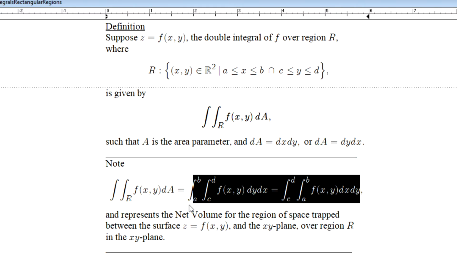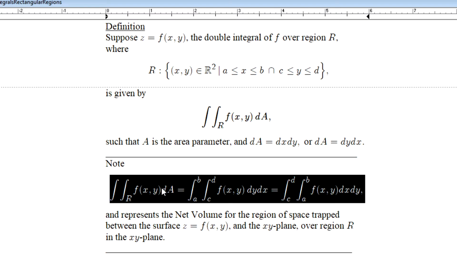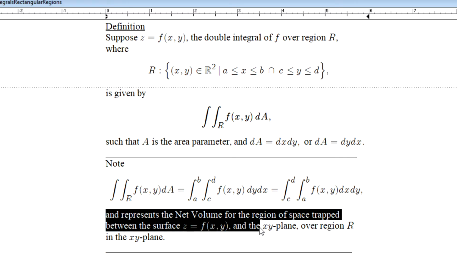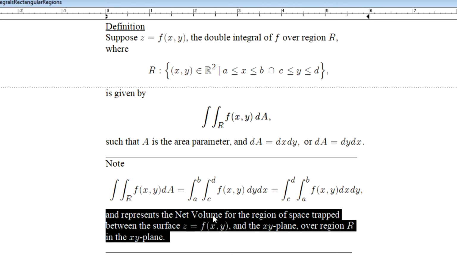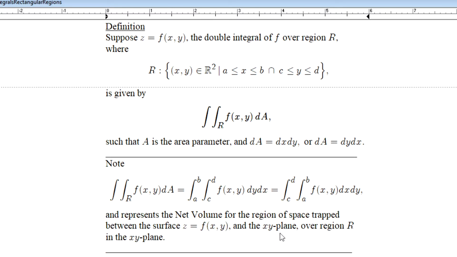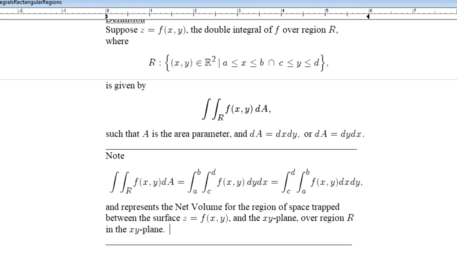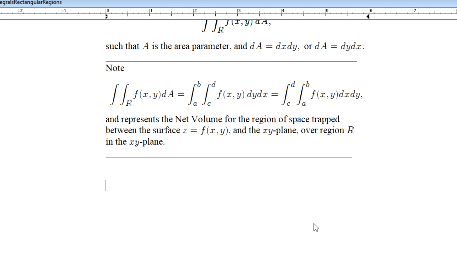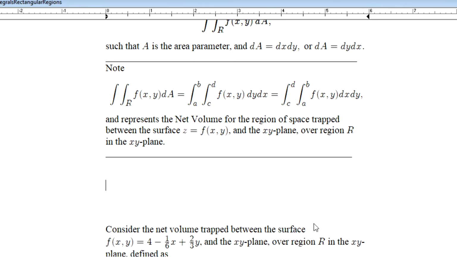Either calculation here is equivalent to the double integral of function f over this rectangular region R with respect to the area parameter. And what it does yield in the end is this net volume. What would be the net volume of space trapped between our surface and the xy plane over region R in the xy plane. All right. I believe I have an illustration of that here. Let me see. Oh, wait, actually, I illustrate this by example.